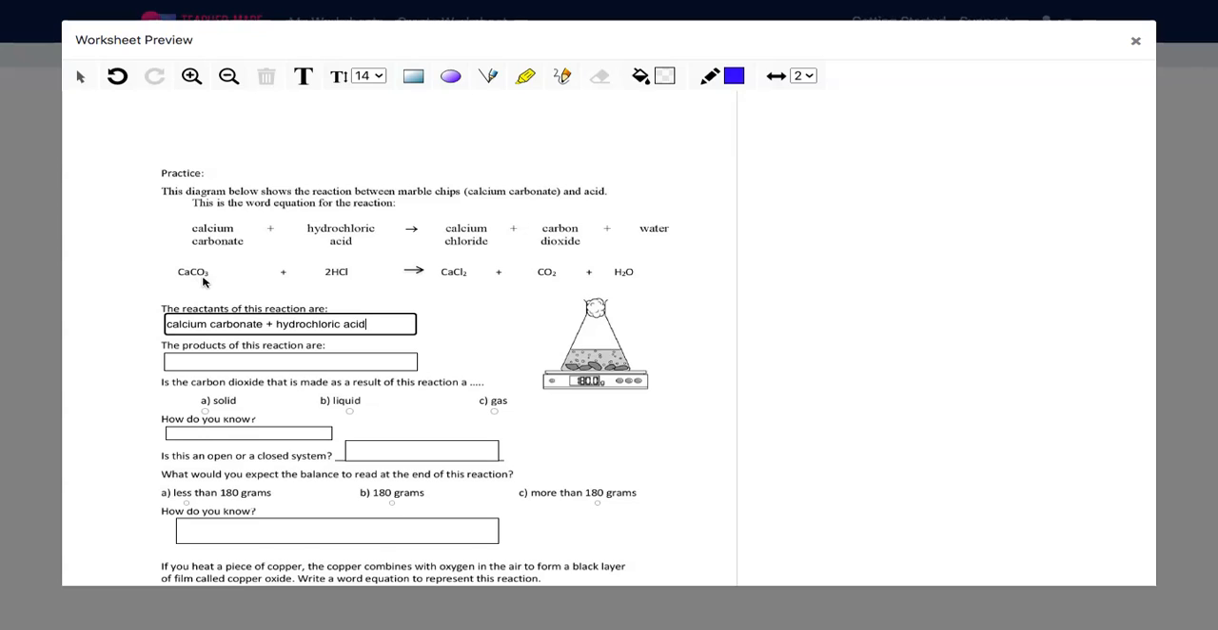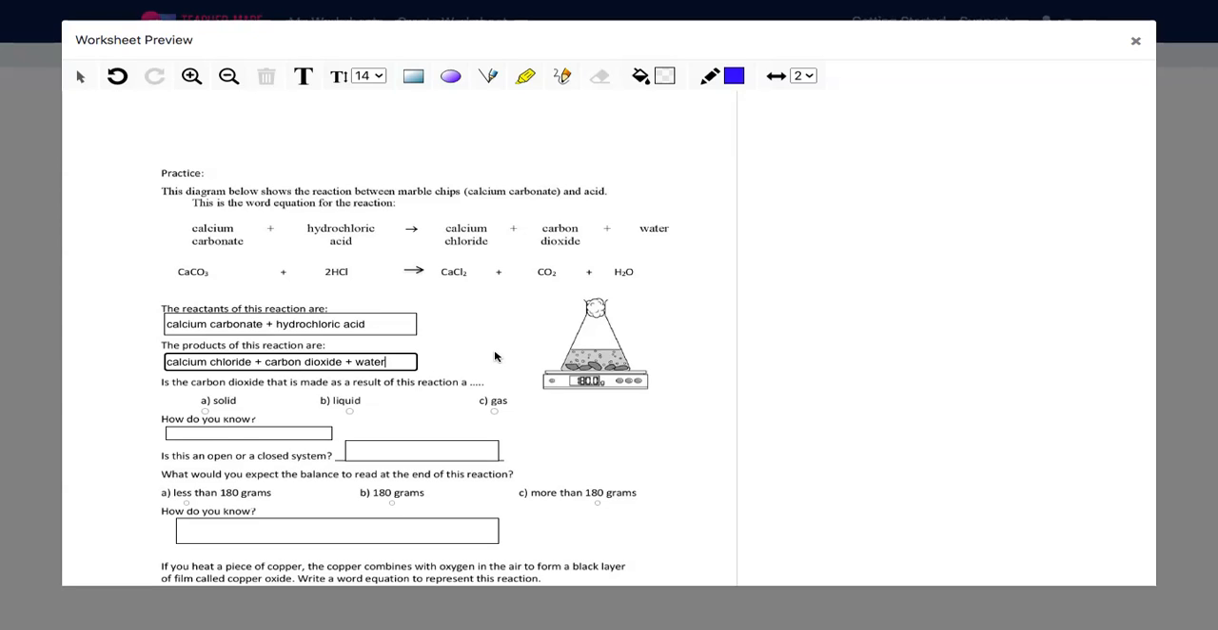We have calcium, carbon, oxygen, and hydrogen and chlorine going in. We have calcium, carbon, oxygen, hydrogen, and chlorine coming out, but what's attached to what is rearranged. So the products then are these things on the right. So we have calcium chloride plus carbon dioxide plus water. Okay, so those are our products.